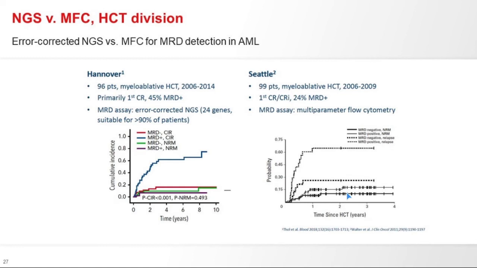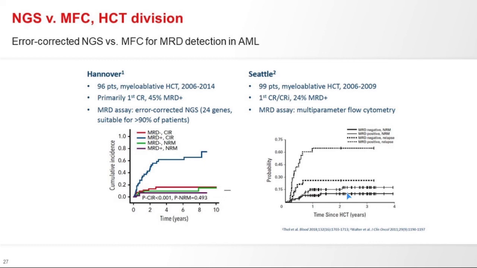The last one was in chemotherapy. This is showing the same thing in the transplant setting. Again, this is using error-corrected sequencing here, and flow on the right. They show the same thing. If you're MRD positive, your relapse rate is much higher, and basically all other categories are much lower.